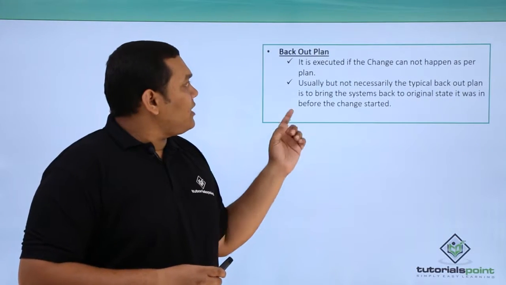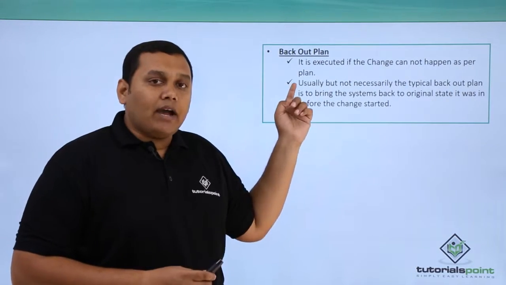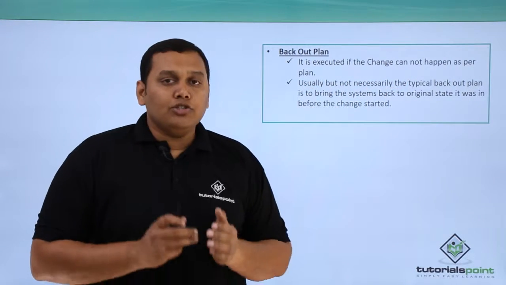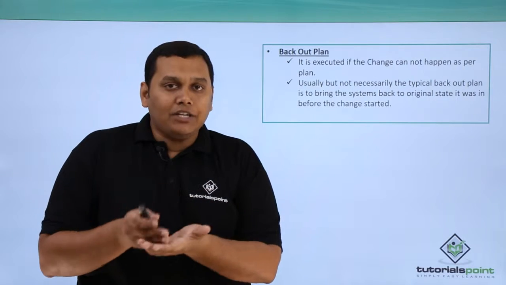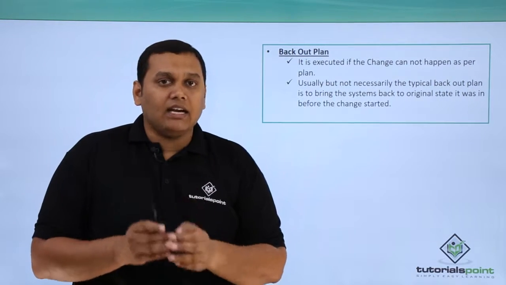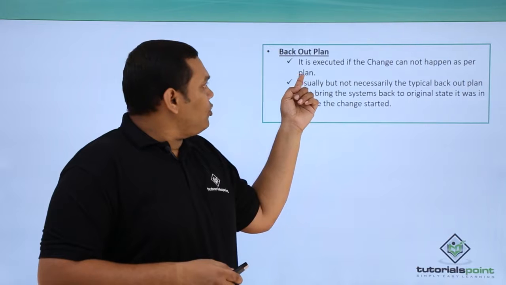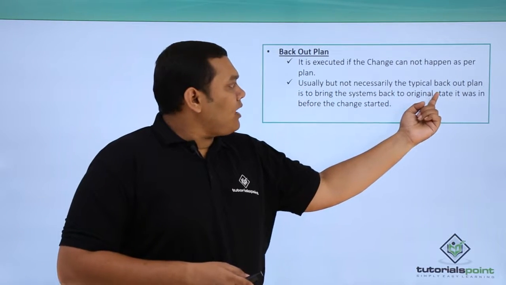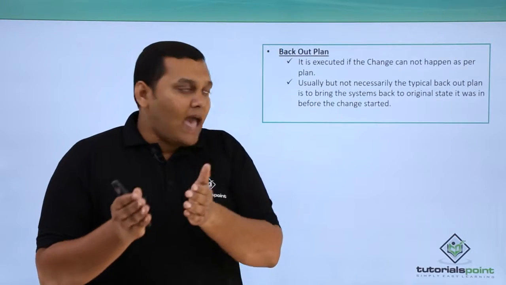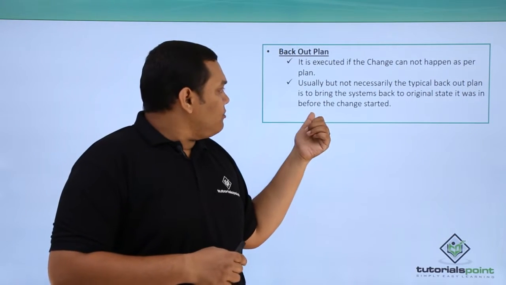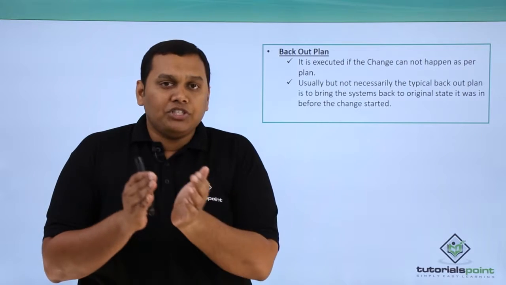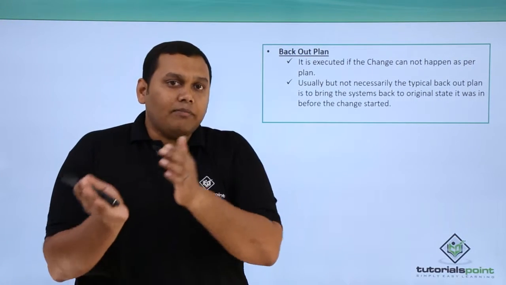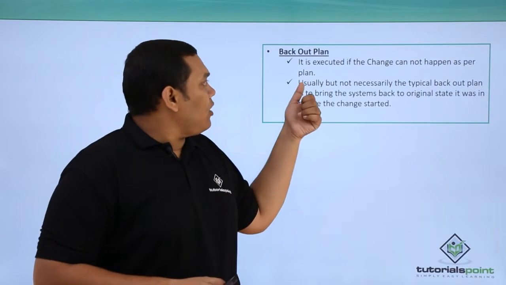So, coming to the next point, the backout plan. What is a backout plan? It is executed if the change cannot happen as per the plan. So, if the planned change or planned maintenance has not occurred in the proper time, we go with the backout plan. Usually, but not necessarily, the typical backout plan is to bring the systems back to their original state before the change started. So, whichever state the business systems were in before the change started, getting back to that state is called a backout plan.